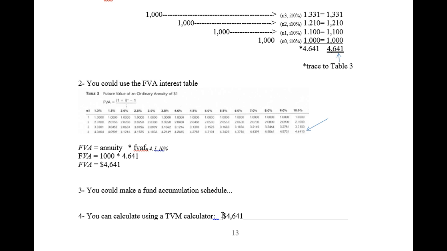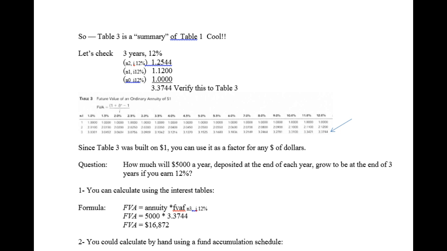If by chance you don't get this number, practice with your calculator until you do. You can always download instructions on how to use it on the internet. I would like you to be able to use future value interest tables, table 3, and your calculator to solve these kinds of problems. So then you could say table 3 is a summary of table 1. That's cool. Let's check. I grabbed the table 3 interest table and placed it here for you. And then I went to table 1 and grabbed some interest factors.